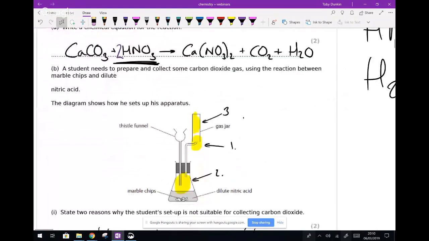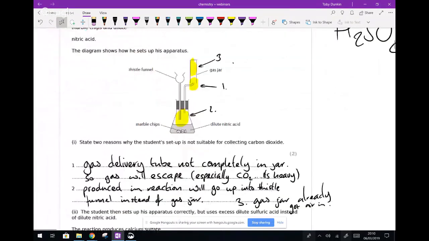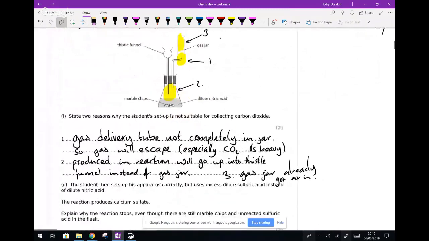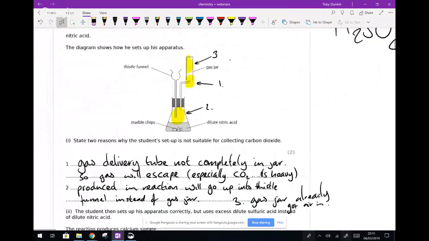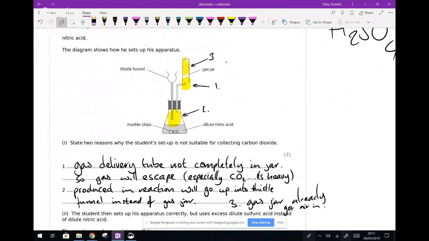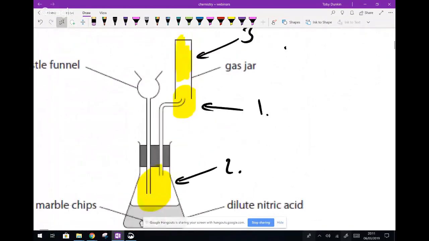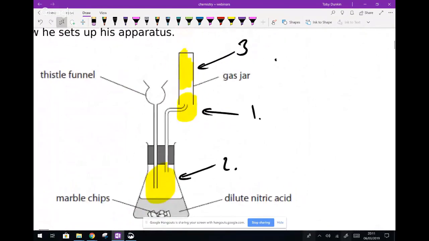Next, one of the trickiest questions on the preliminary booklet, this one. State 2 reasons why the student's setup is not suitable for collecting carbon dioxide. Now, what I immediately did was I highlighted the 3 problems. So I went, number 1, the gas jar is already full of air. We always collect underwater because we need water to be able to be displaced so that we can collect the gas. If it's already full of a gas, you're not going to displace it. So that was number 3.